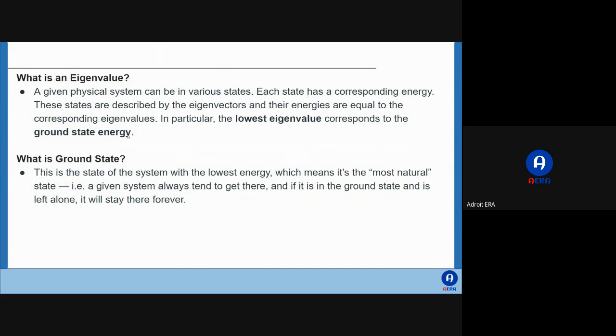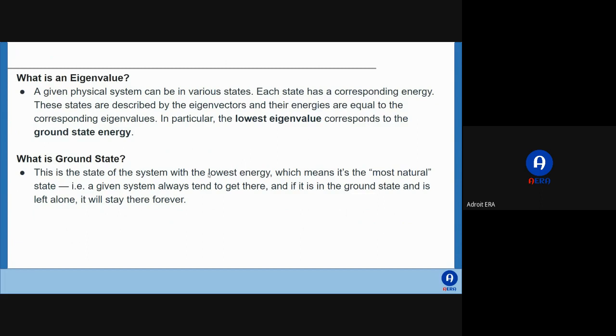Instead of finding the ground state energy directly, once we find the lowest eigenvalue, it corresponds to the same. Once we have the lowest energy value, the energy related to the lowest eigenvalue is the ground state energy of the molecule, right? So what is ground state energy? As I discussed, that is the lowest energy, which means the most natural state that an object can be, or that a molecule can be.